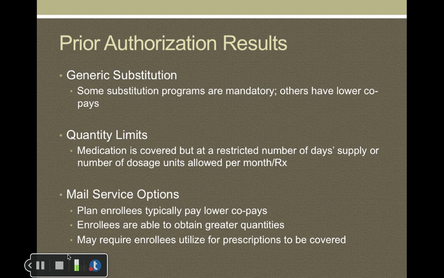Quantity limits can also be a result that you'll see. A lot of opioids and long-acting opioids will have quantity limits. So the medication will be covered, but they limit it to a certain number of dosage units per day or a certain number of days supply per month or per prescription, and so the patient might get part of it covered but might have to cover a part of that out of their own pocket as well.